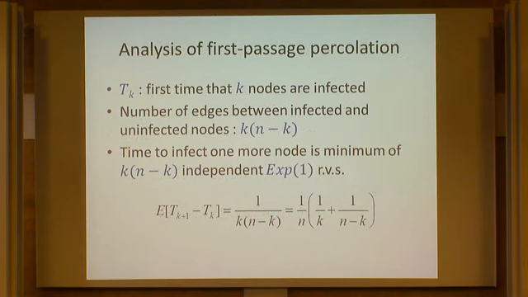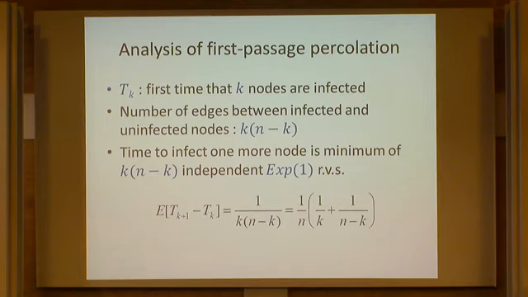And now there's a very simple analysis of how this spreads. Let's not think about specific nodes yet. We start with one infected node and just count how many other nodes are infected up to some time. Let's denote Tk the random time that k nodes are infected for the first time. At this time Tk, there are k infected nodes, n minus k susceptible nodes, and this many edges between them.